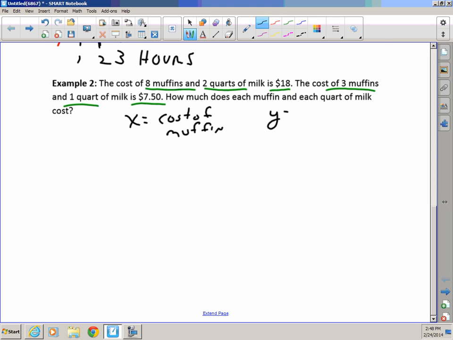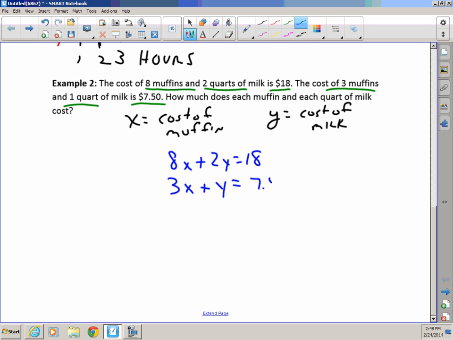And then the second one is the cost of milk. So what's my first equation? 8x plus 2y is 18. And my second equation, 3x plus y equals 750. Now, the problem here is I can't solve any equation individually because they each have two unknowns.